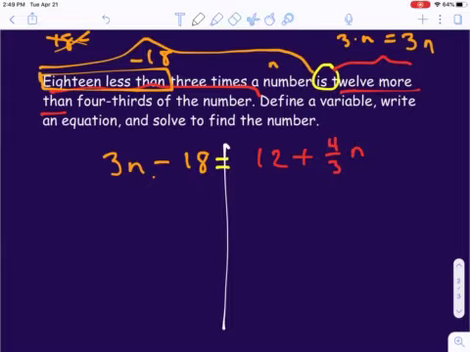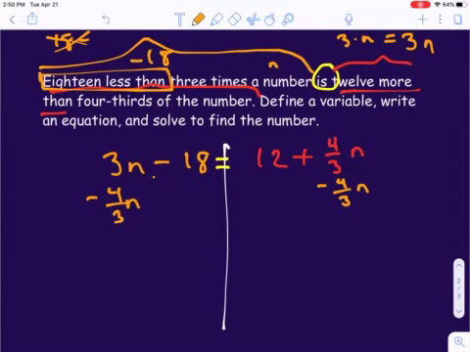So let's put up our fence. Let's determine, first of all, what side we want our variables to go on. I've got 4/3 over here, and I've got 3 over here. Which is bigger? Well, 4/3 is a little bigger than 1, but it's definitely smaller than 3. So we're going to subtract 4/3 from both sides. I'm going to go minus 4/3 n, minus 4/3 n.